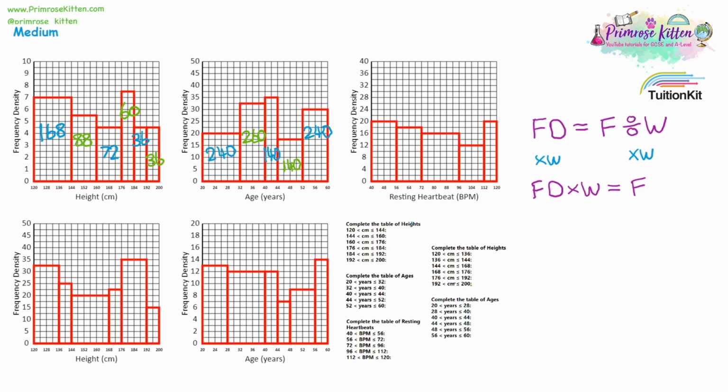Moving on to question 3. Now look at resting heartbeats. First bar is between 40 and 56. That's a width of 16. The height is 20. 16 times 20 is going to give us 320.